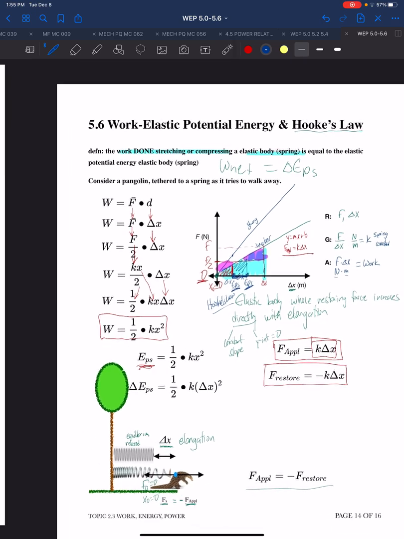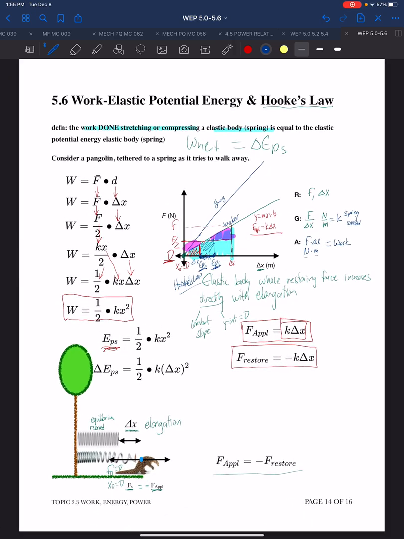And so that is the work, elastic potential energy, and Hooke's law. Hooke's law is F equals kx, a directly proportional relationship between the elongation and the applied force. The restoring force is negative kx. The applied force is always equal and opposite to the restoring force, and that's Hooke's law. Applying Hooke's law to work, if all the work done is converted to potential energy of the spring, then the total potential energy of the spring is equal to 1/2 kx squared, and any change in potential energy is due to 1/2 k times the change in length squared.